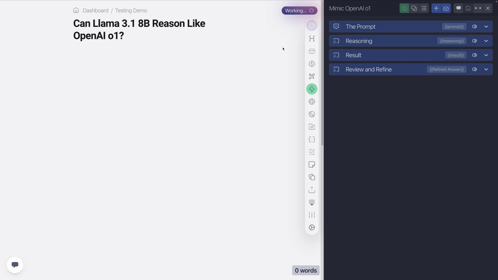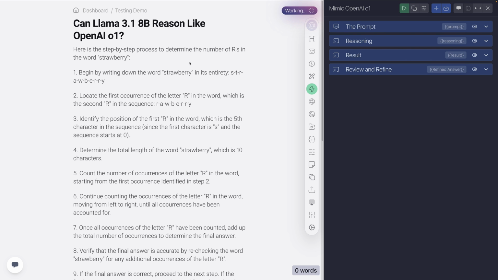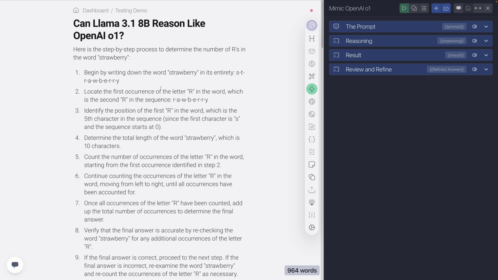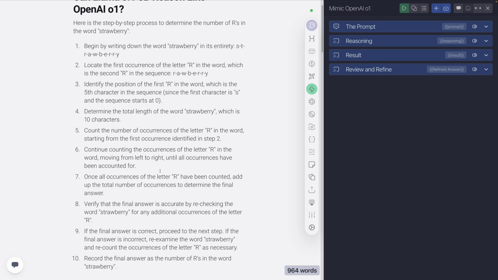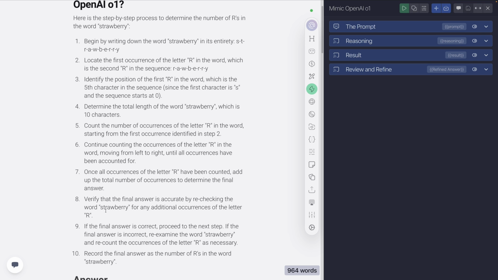We'll let it run. What we'll get is the process first, right? We're going through the reasoning step, so to speak. After it does that, we're going to get the answer, and then it's going to go through review and refine. So it's all happening below the fold right now. Okay, so it's done. Its process is to begin by writing down the word, then locate the first occurrence, identify positions, determine the total length, count the number of occurrences, continue counting, moving from left to right. Once all have been counted, add up the total number of occurrences to determine the final answer. Okay, so there we go.